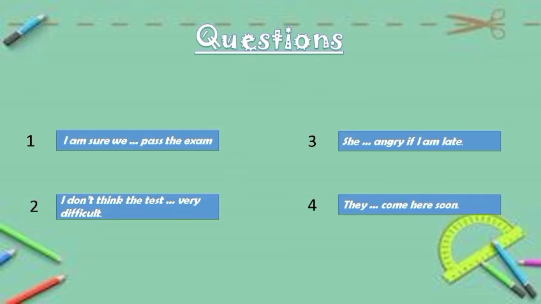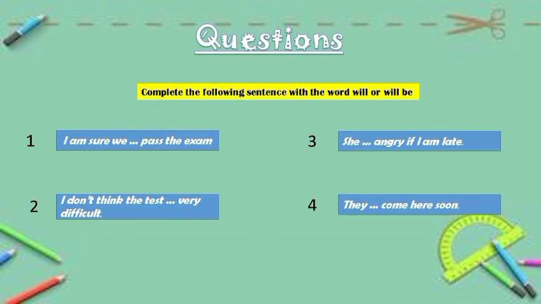Now is the time to do the exercise. Complete the following sentences with the word will or will be. Pay attention to questions 1 to 4. Then write down the answer. I'll give you 15 seconds to answer the questions, starting from now.